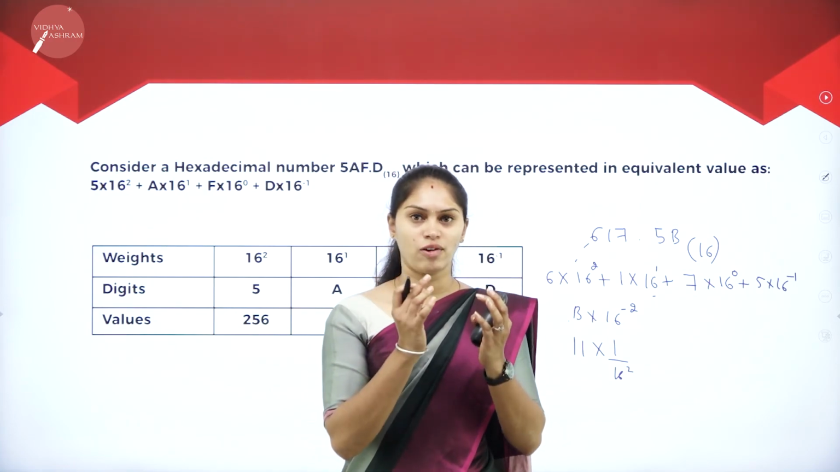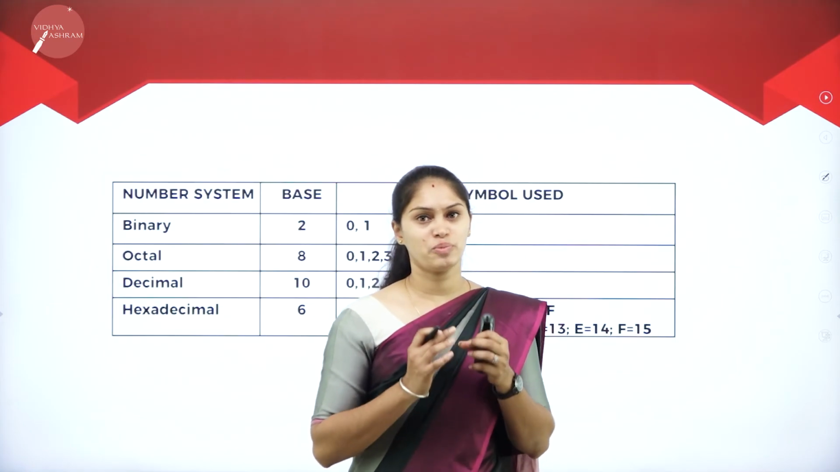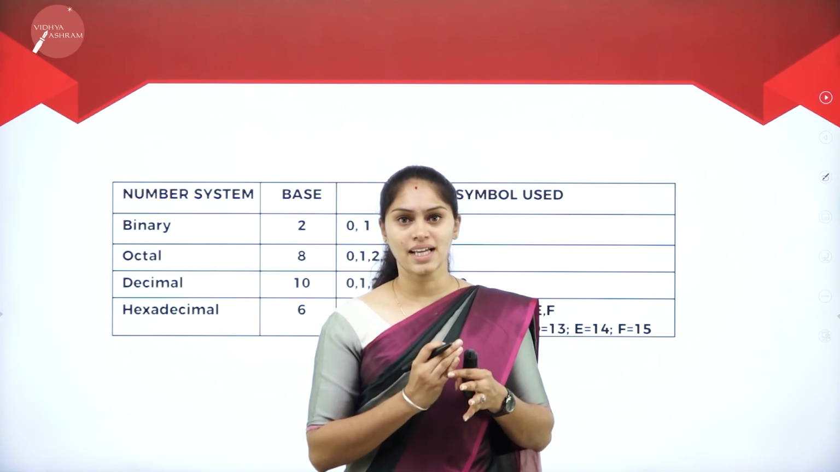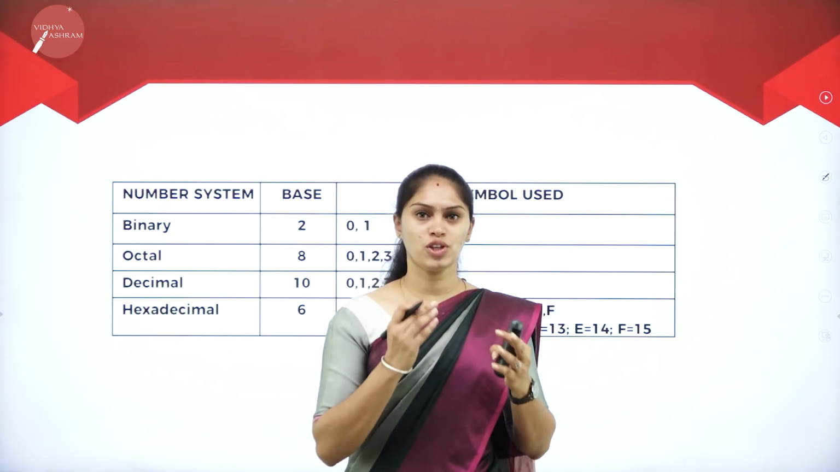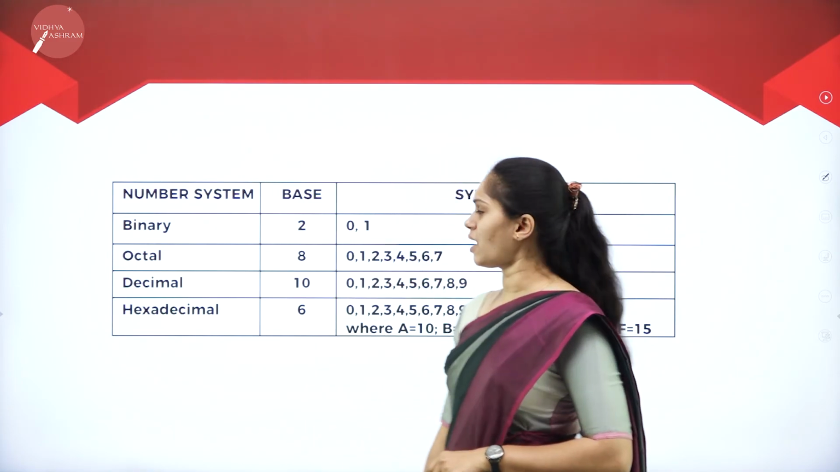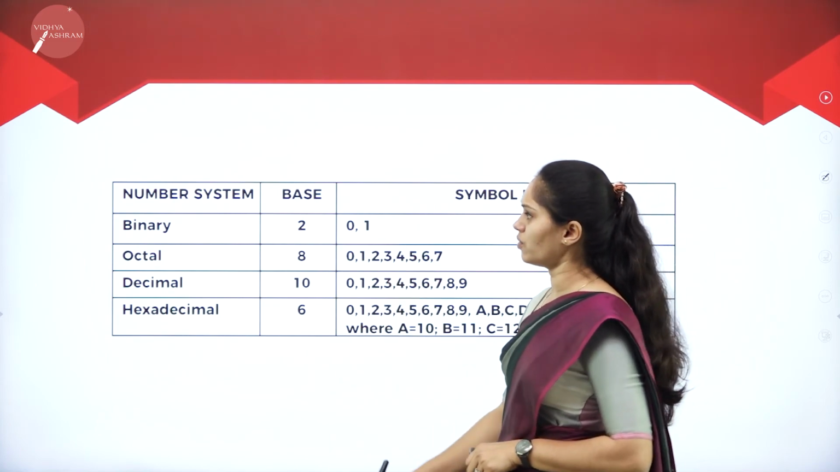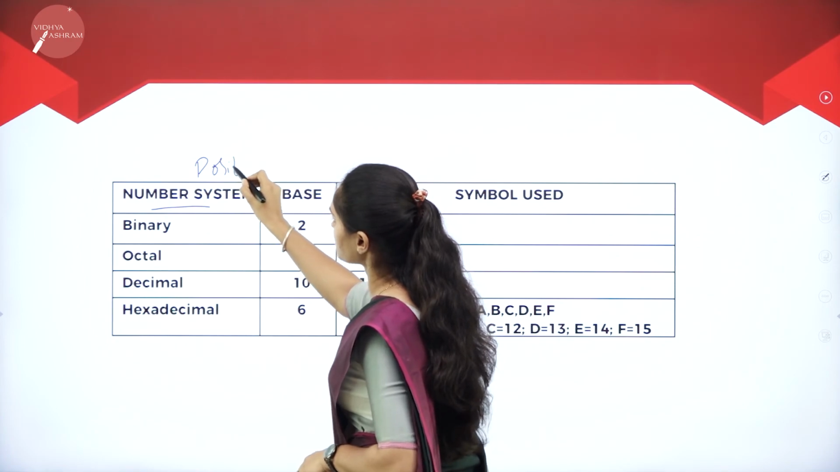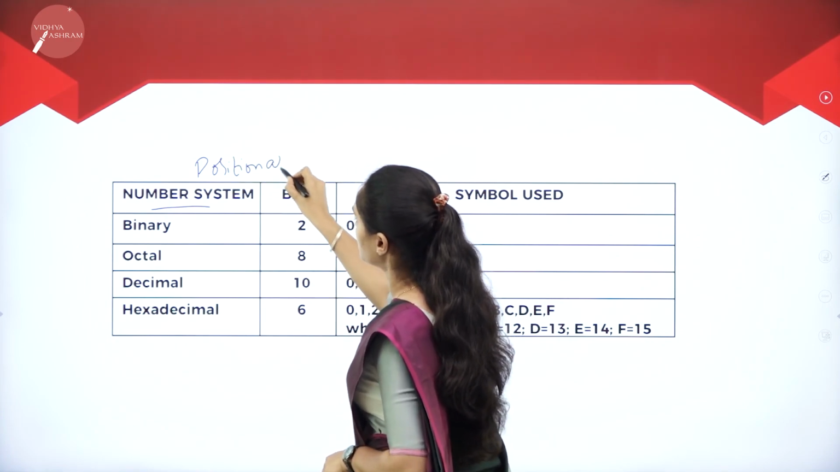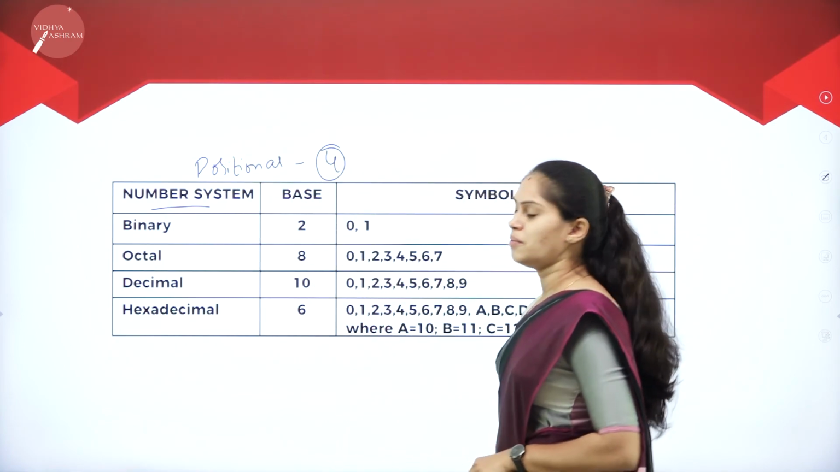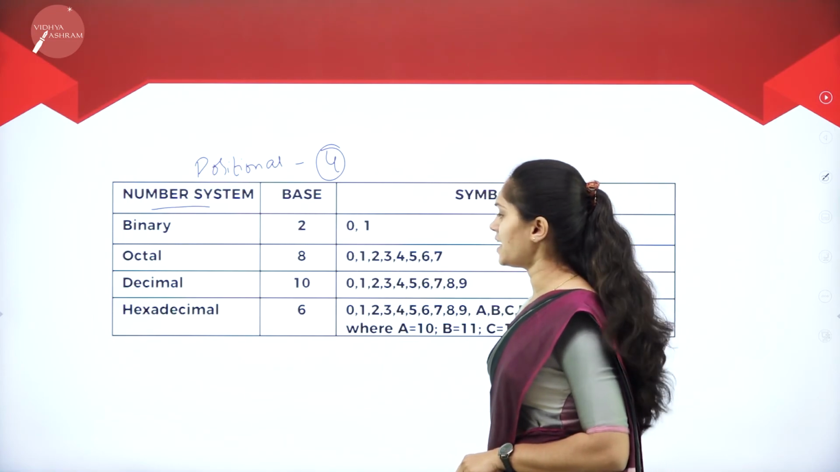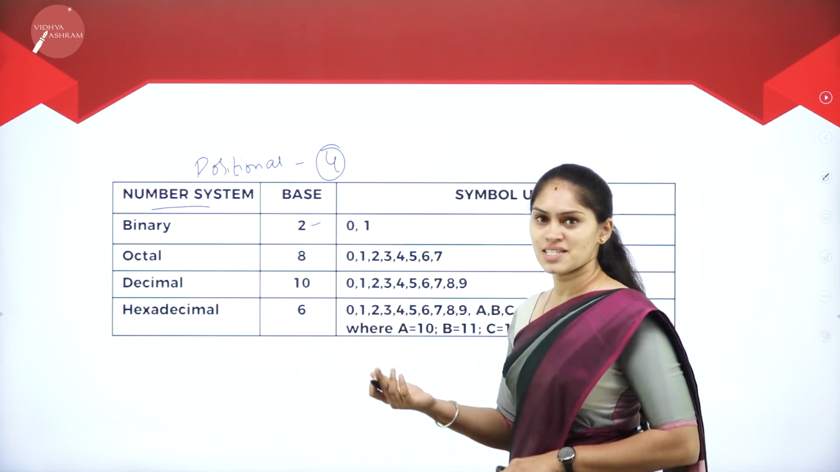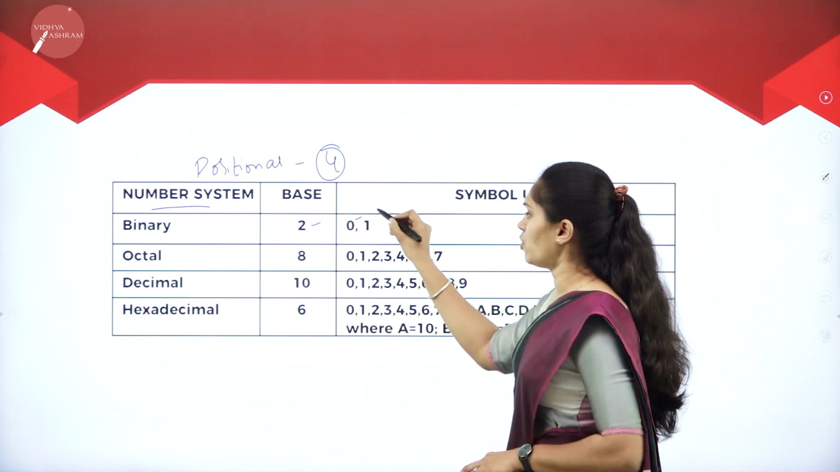Now you have to analyze one thing: what are the types of positional number system that I have discussed, what is its base or radix, and what are the digits that we are going to use. If you look into this tabular column, you will get to know that. In the positional number system, we have 4 types. Which are those? Binary, octal, decimal and hexadecimal. So what is the base of binary? That is 2. Then what are the digits that I can use? It can be 0 or 1.